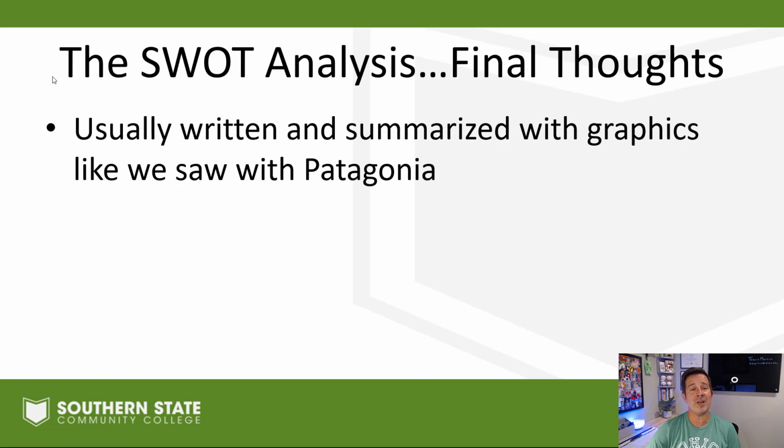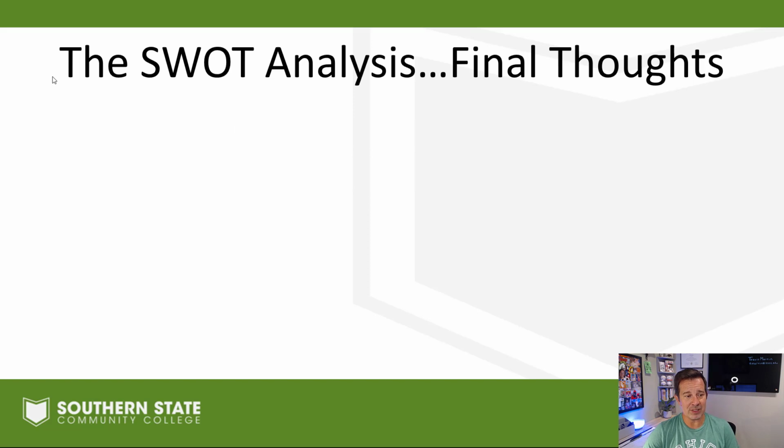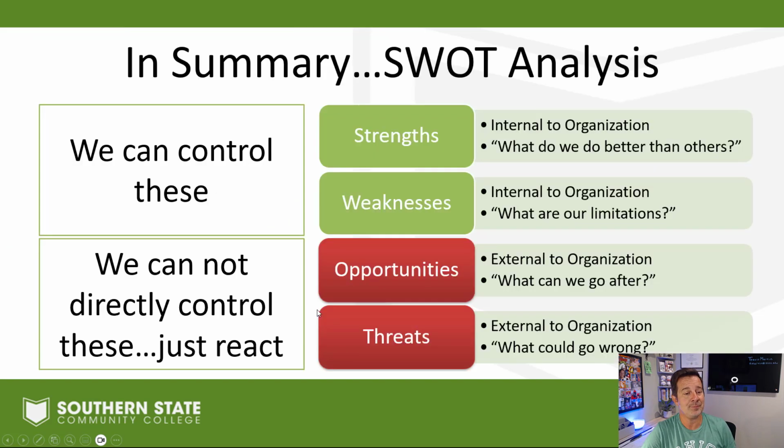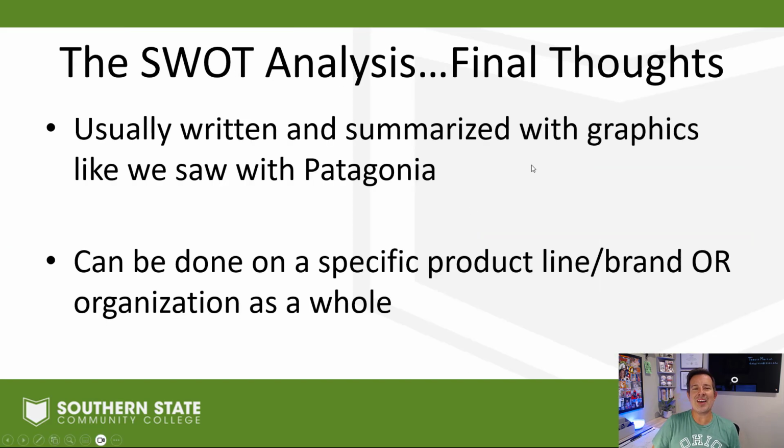Our final thoughts here on our SWOT analysis discussion. You're going to have to put one together for me, and they are usually written and summarized with graphics, like we saw with Patagonia. With Patagonia, I just put everything in a nice little graphic to summarize. When you write your SWOT analysis, and when you do a SWOT analysis in real life, you'd actually write out and expand upon all of these different areas, and then you'd show a graphic summarizing everything. And then finally, it can be done on a specific product, line, or an organization as a whole. I gave you an example of Patagonia looking at the organization as a whole, but you could easily do a SWOT analysis on a specific product line or segment as well.